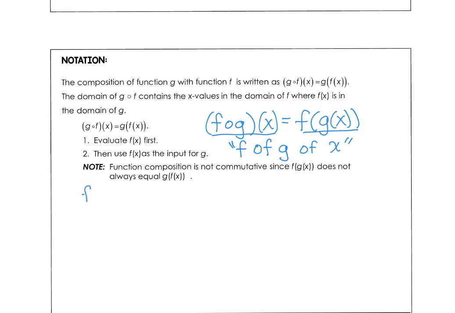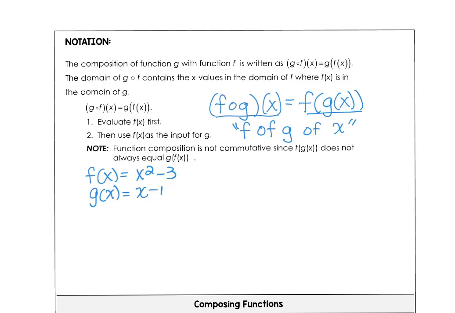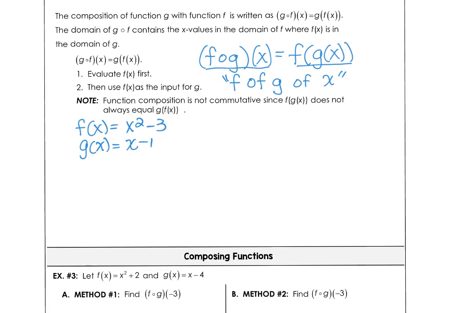Let's get an example here. Let's say we have f of x is x squared minus 3, and g of x is x minus 1. In either case, you can see that I'm talking about substitution. If I want to know what the f of 2 is, then I would simply substitute 2 in place of my x in the function x squared minus 3. And then do the order of operations. We have 4 minus 3, and that would be 1. So the f of 2 is 1.